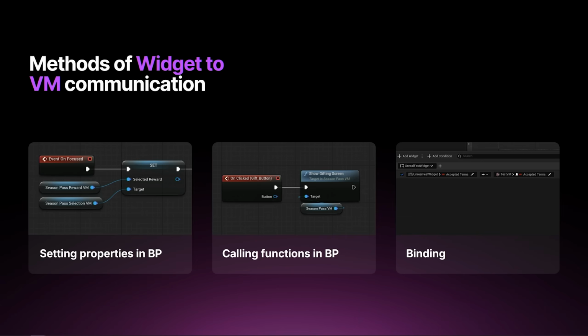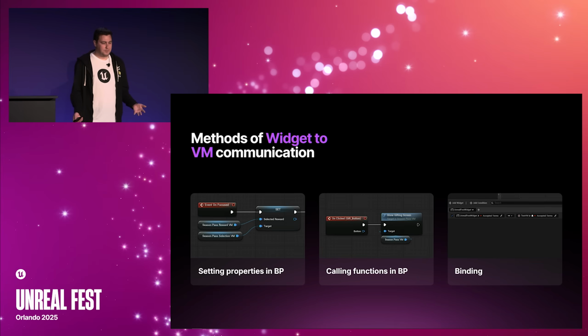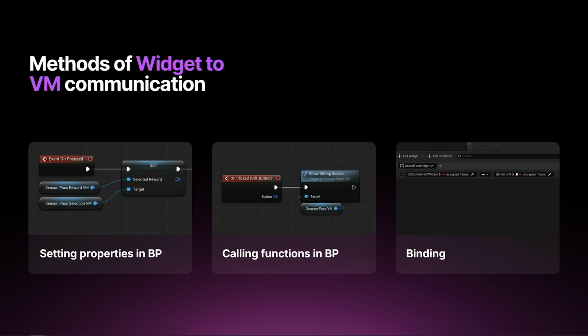The first is setting a property in Blueprint, which is what we do most often on Fortnite. The next is calling a function in Blueprint if your programmer has set one up for you in your VM. The final method is binding to the VM. As I mentioned earlier, we don't often bind to the VM like this on Fortnite, but it is an option. And so in this example screenshot that I'm showing, we're binding a Boolean of whether or not the terms of use were accepted by the user to a matching bool on the VM.